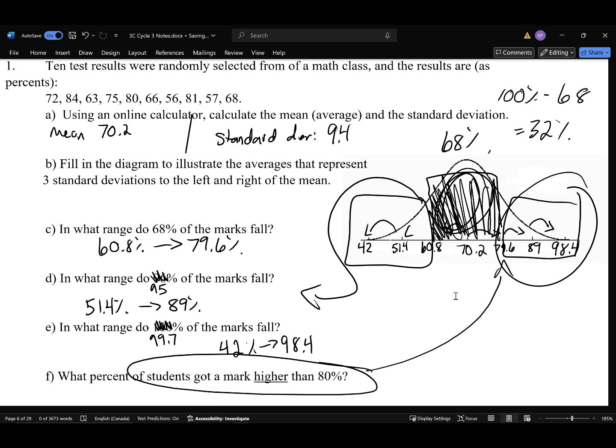How many got higher than 80%? Well, I'm going to take a look at this 32%. I'll split that in half, I'll divide it by 2. And I'm working with here 16%. 16% of students would get a mark higher than 80%.